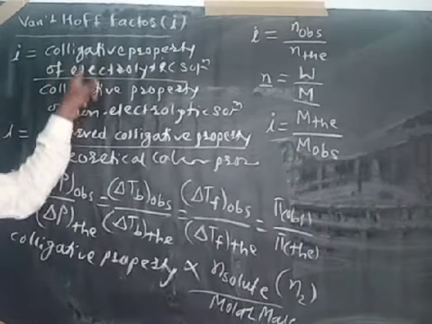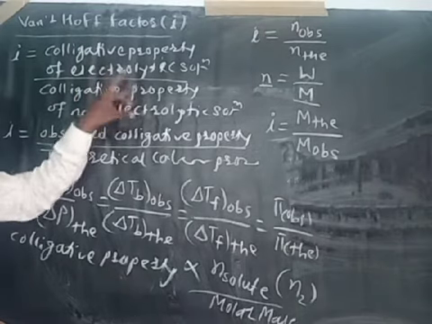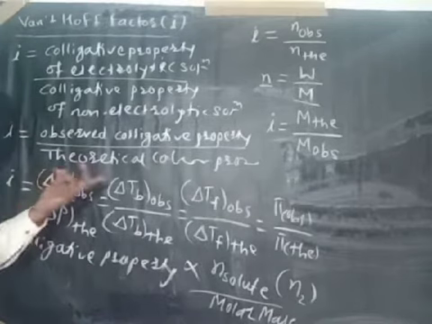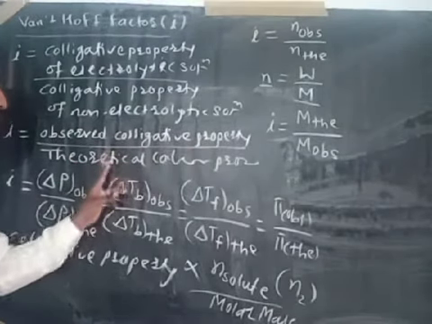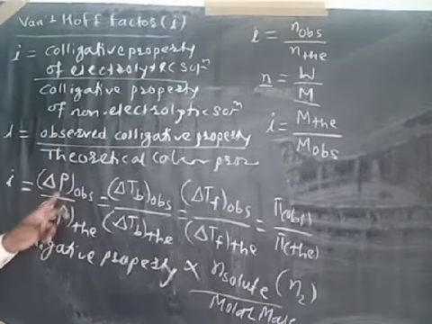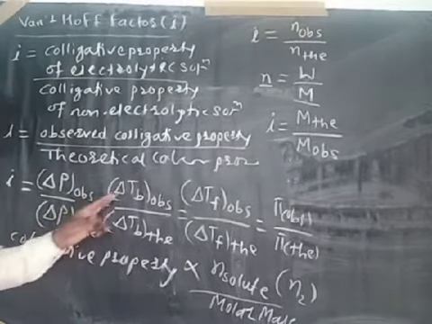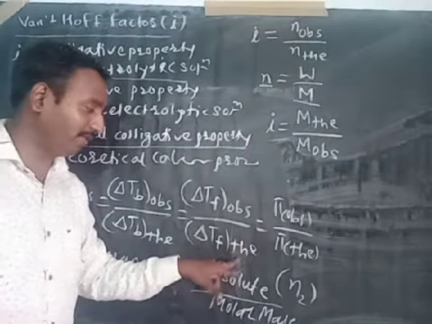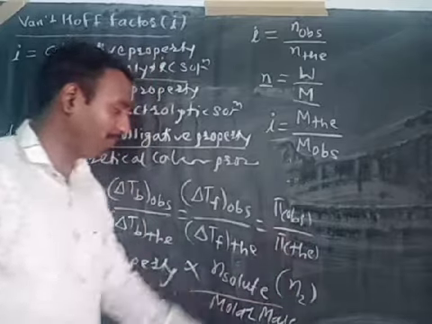The Van't Hoff factor is the ratio of the colligative property of the electrolytic solution to the colligative property of the non-electrolytic solution, or it may be described as the observed colligative property to the theoretical colligative property. That's why we can say delta P observed upon delta P theoretical, delta TB observed upon delta TB theoretical, delta TF observed upon delta TF theoretical, pi observed upon pi theoretical.